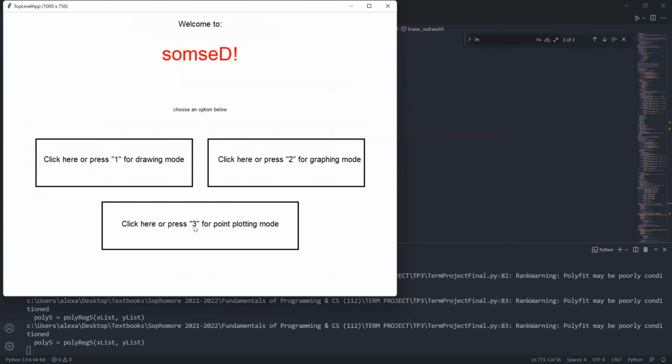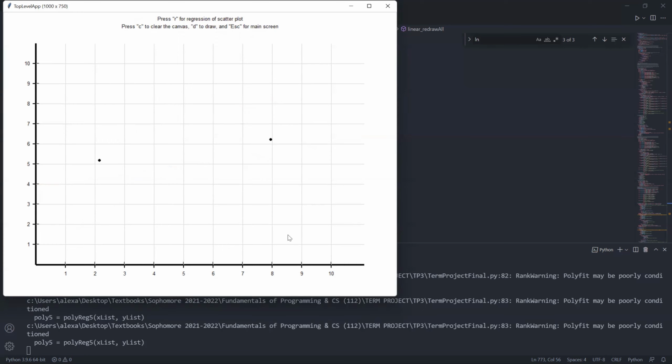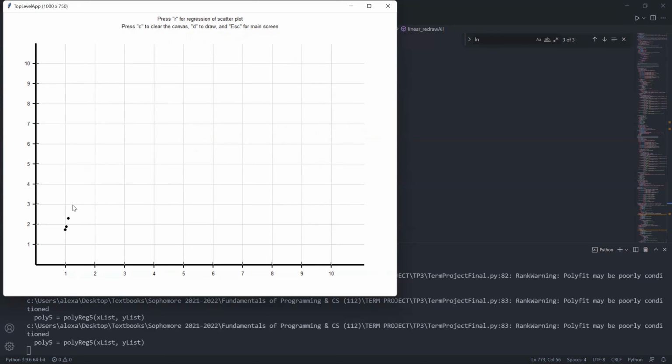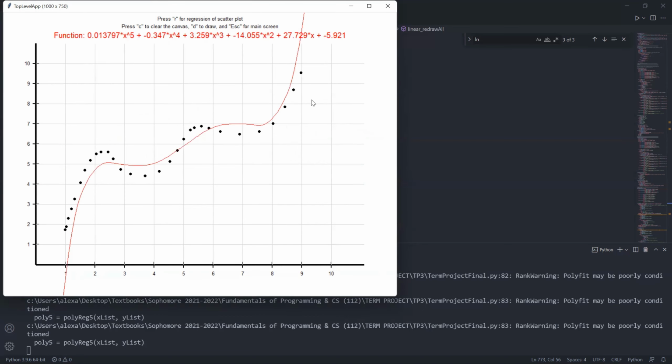And my favorite part is the point plotting mode, because you can start with 2 points and then press R to make a best fit or regression, so to speak, of the scatter plot. And as you add more points, it will make a best fit of the data you have. You can also do it with more points. Let's say I do something like this. It will make a fifth degree polynomial.